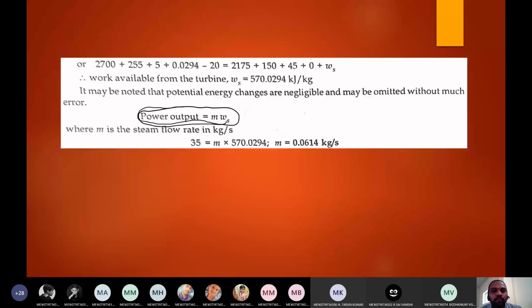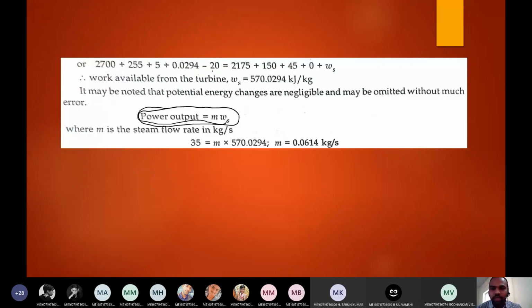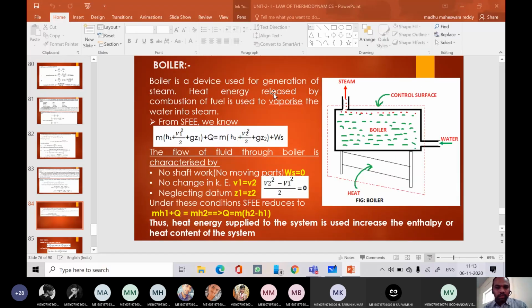Yeah, m is the steam flow rate. That is required, I think. Steam flow rate through the turbine is asked. That is the mass that is required. So that mass only we calculated. Power is given. Work done we calculated. m is the unknown we calculated, right? So with this, steady flow energy equation problems are completed. Any doubts you can ask. Okay.